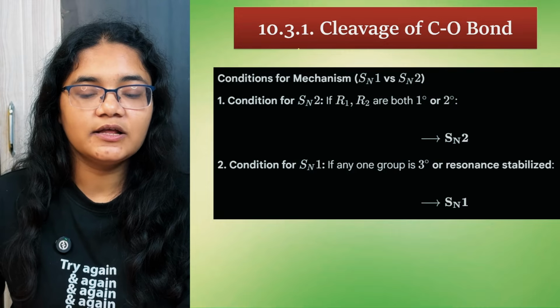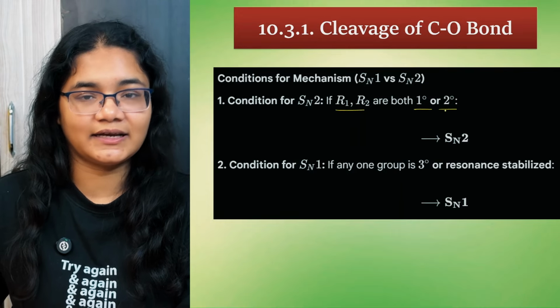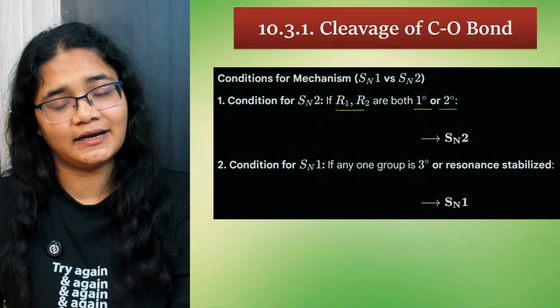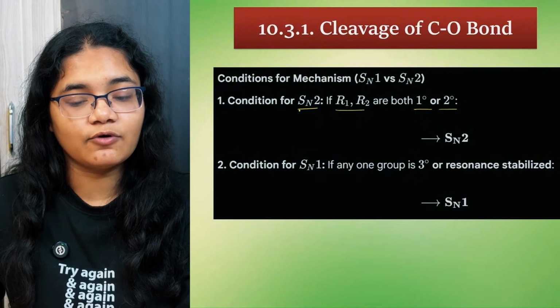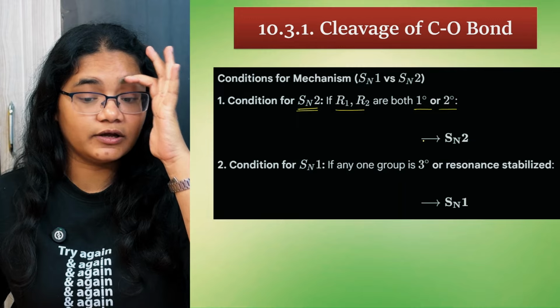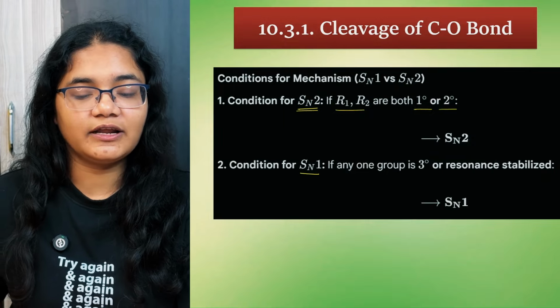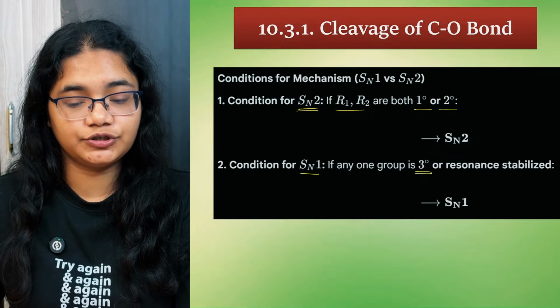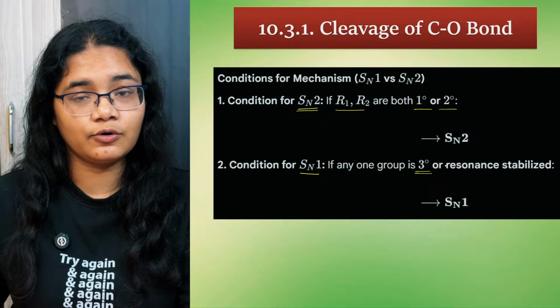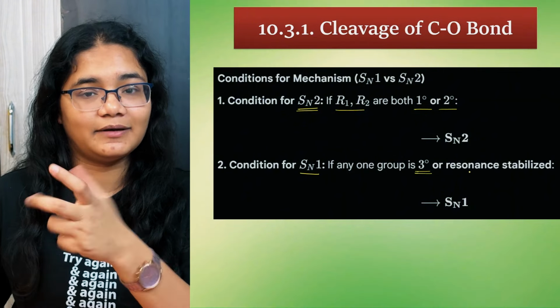Whether this X minus will attack on R1 or R2 depends on a lot of factors. If R1 and R2 both are primary or secondary, or one is primary, one is secondary, in that case the mechanism followed is SN2 mechanism. In this case, the nucleophile always attacks on the less hindered side. Now, the condition for SN1 is if any one group is tertiary, then SN1 reaction is followed, and the X minus will attack on the tertiary one or the resonance stabilized side.